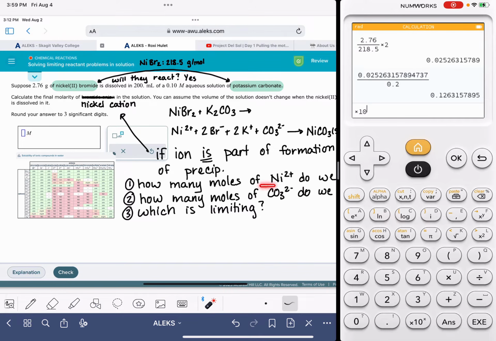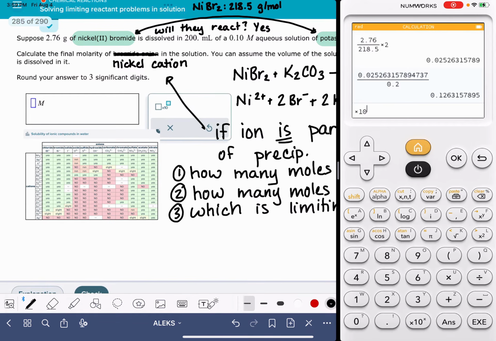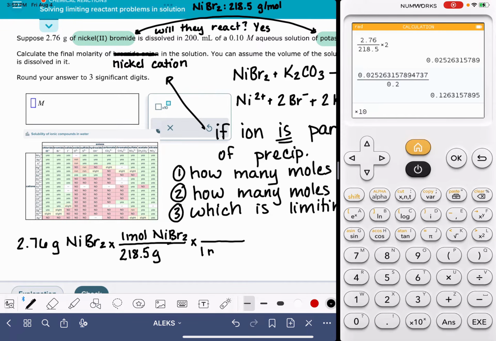Okay, so to figure out how many moles of nickel we have, we're going to basically do the same thing that we did at the end of the last version of the problem, where we were right about to calculate the molarity. We're going to take the mass of the nickel 2 bromide, 2.76 grams of NiBr2. We're going to use the molecular weight, 218.5 grams per mole of NiBr2, and then we're going to use the molecular formula NiBr2 to convert from NiBr2 into just Ni. And for this one, it's a 1-to-1 conversion. So nothing is going on there mathematically, but it's an important step.